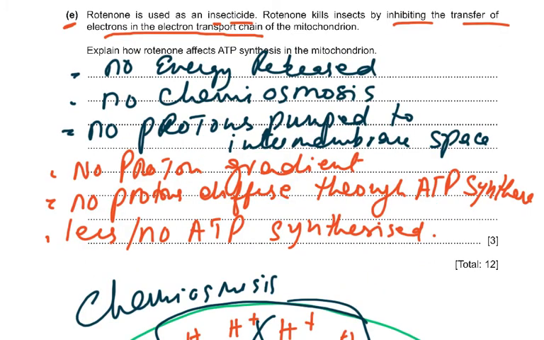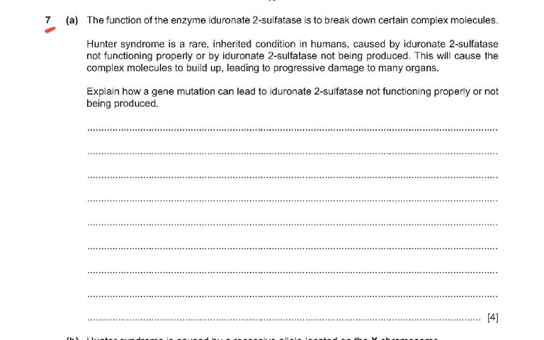So just a quick reread of the mark scheme: no energy release, no chemiosmosis. Of course, you can say less also, less or no. So no chemiosmosis, no protons pumped to the intermembrane space, no proton gradient, no protons diffused through ATP synthase. So no ATP synthesized. Now to question number 7.